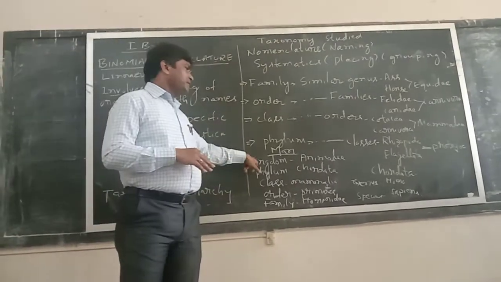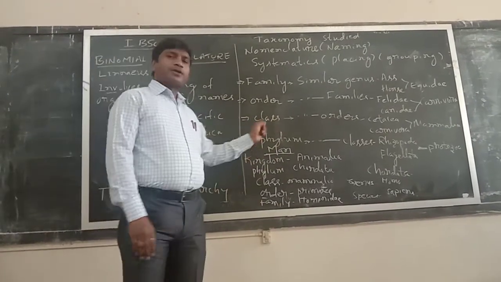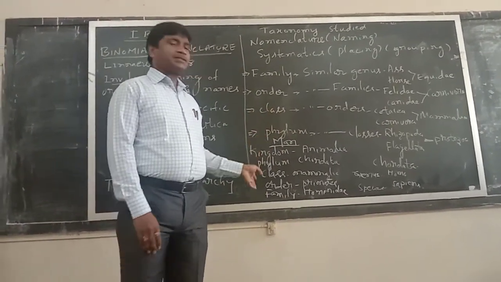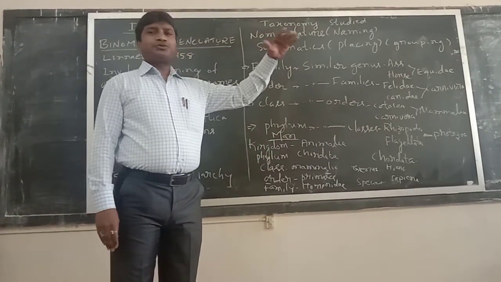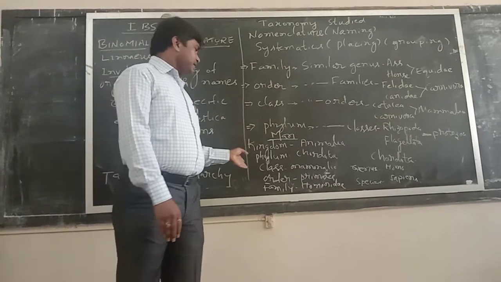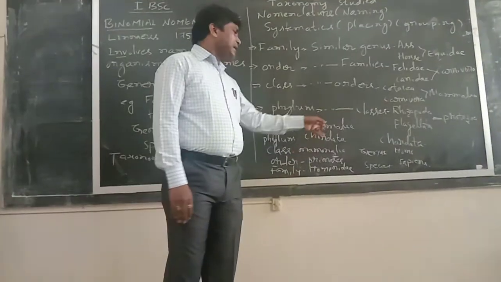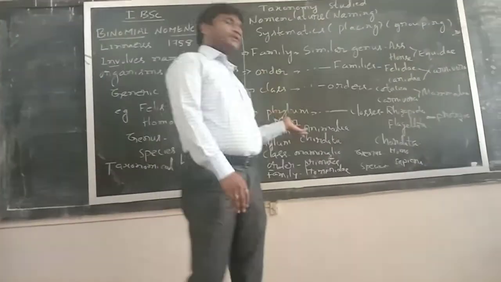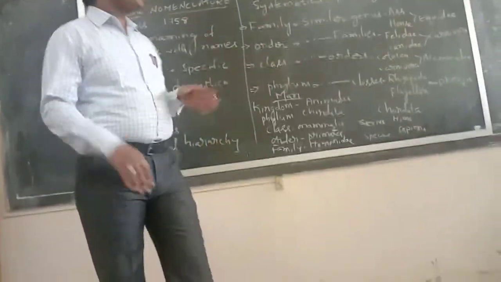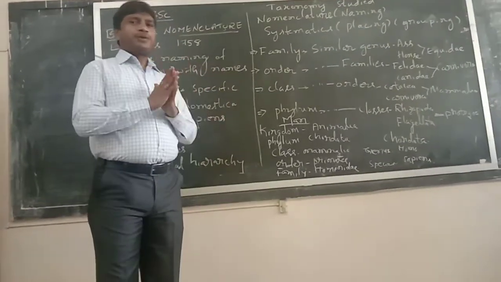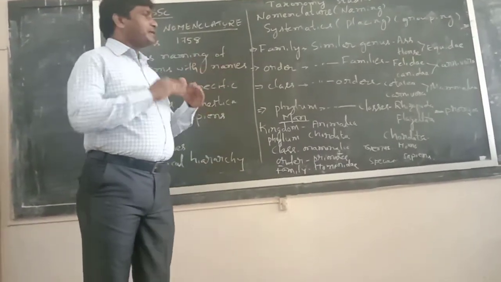First, kingdom. Man belongs to kingdom Animalia, then the phylum Chordata, then the class Mammalia, then order Primates. We all belong to the order Primates, then family Hominidae. We belong to the family Hominidae, and the genus is Homo and species sapiens. So man is identified by one particular name. That is the scientific name of man.